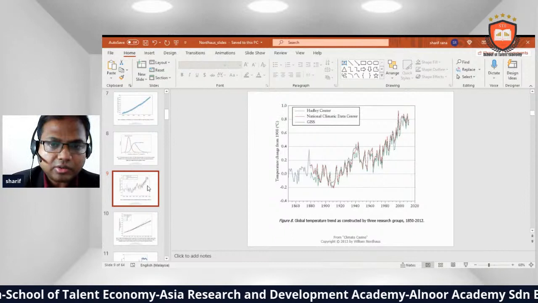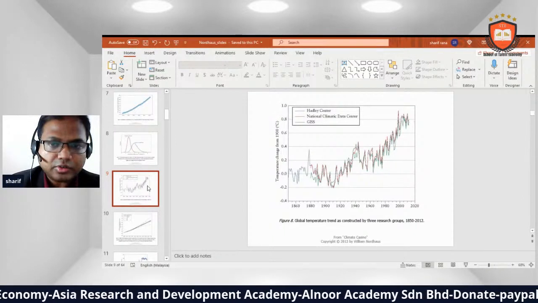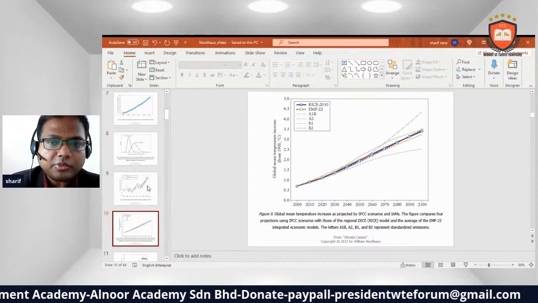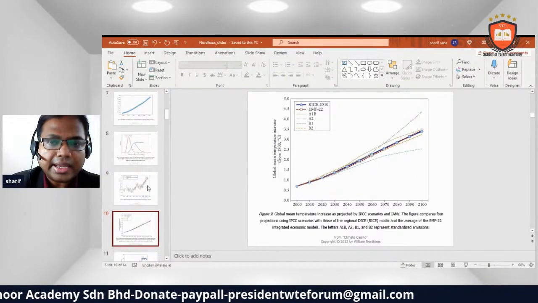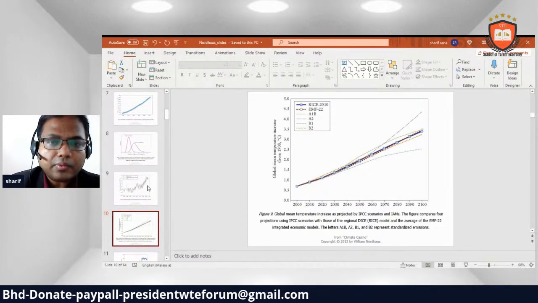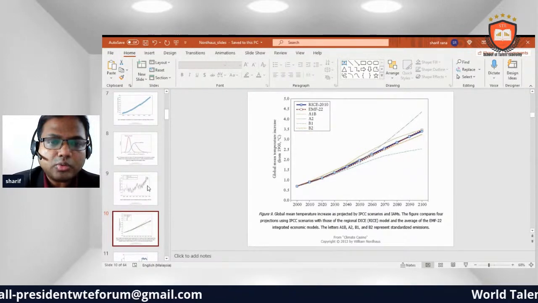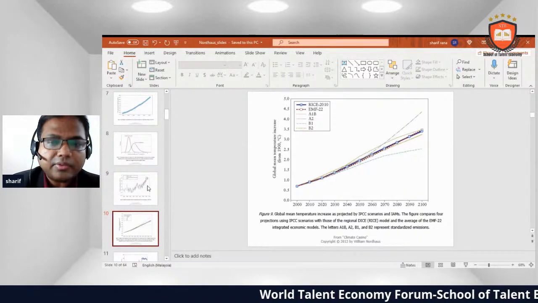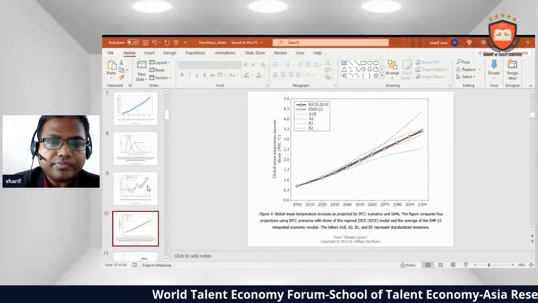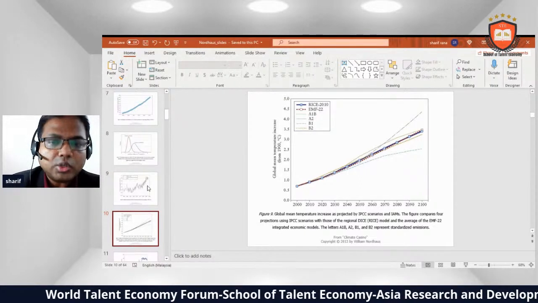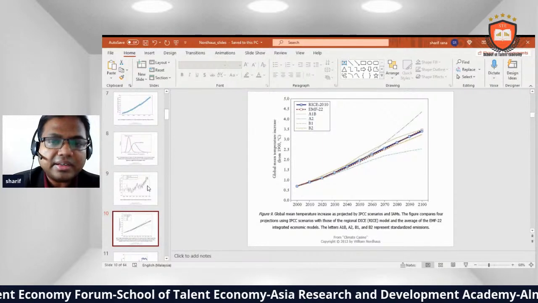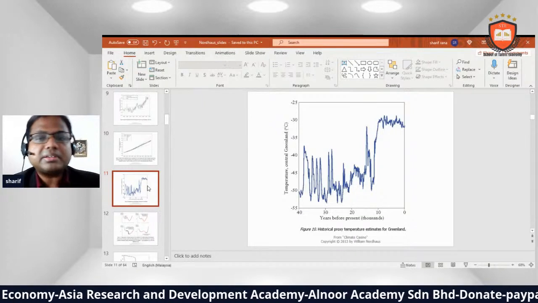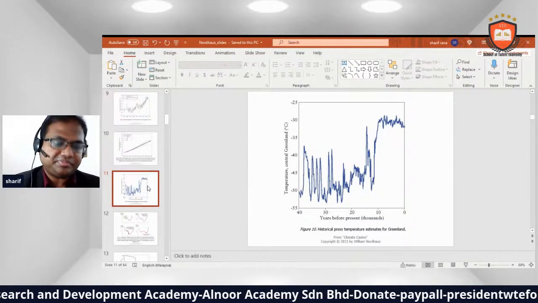Global temperature trend as constructed by the three research groups to 2012. Global mean temperature increase as projected by IPCC scenarios and IAMs. The figure compares projections using IPCC scenarios with those of the RICE and DICE models and the average of the EMF 22 integrated economic models. The letters A1B, A2, B1 and B2 represent standardized emission stories. Proxy temperature estimate for Greenland.